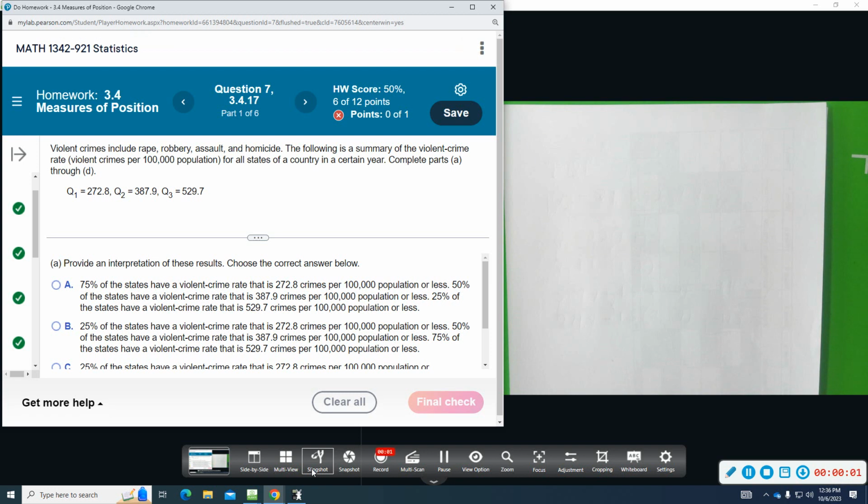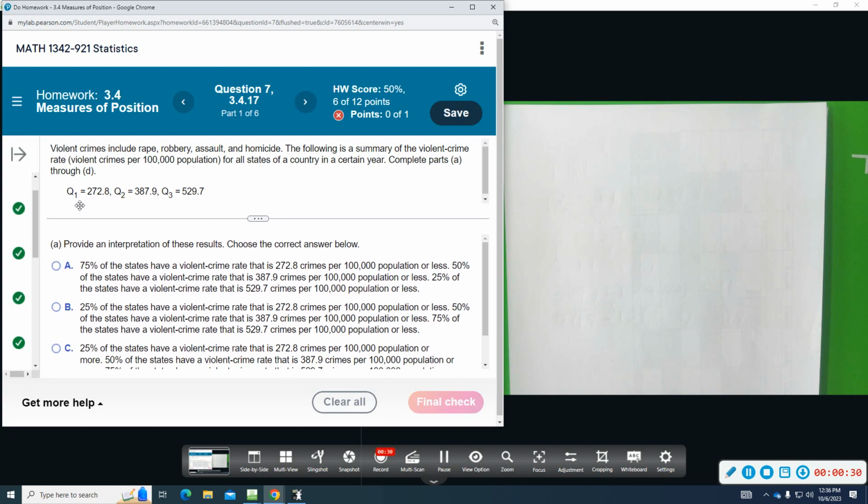All right, question number 7. We have 6 parts. Violent crimes include rape, robbery, assault, and homicide. We got a following summary of violent crime rate for all states in a country in a certain year. We're going to complete parts A through D. So we're given Q1, Q2, and Q3. And A wants us to interpret the results.